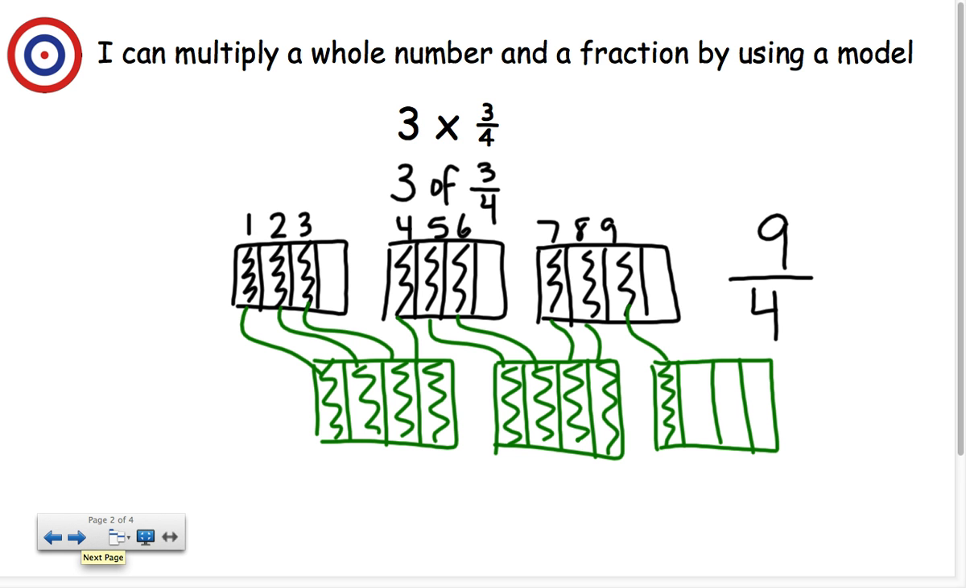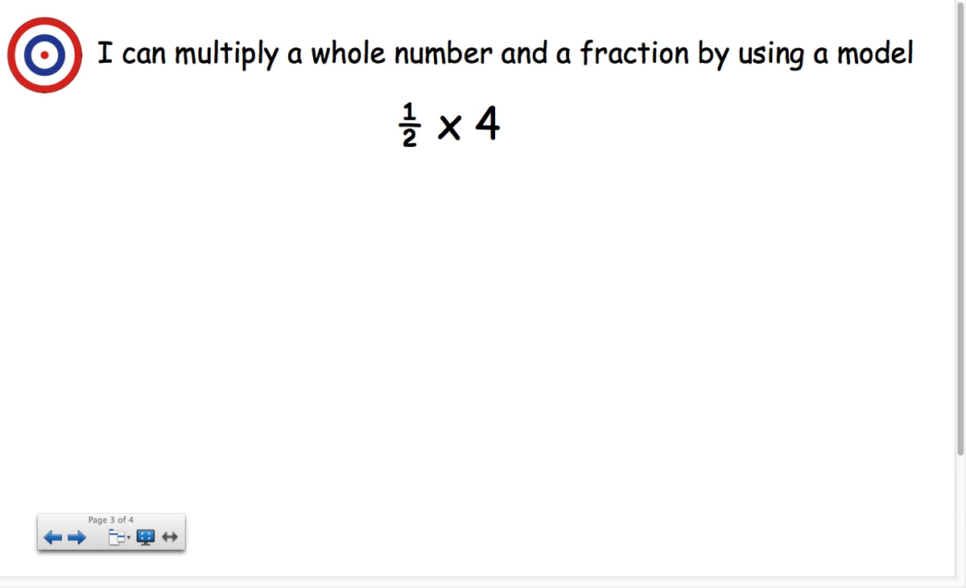Now, 9/4 is an improper fraction, but when I make 9/4 here in green, you can see that I actually have two wholes and 1/4 of another whole amount. So 9/4 is equivalent, or the same as 2 and 1/4, which makes three groups of 3/4, 2 and 1/4. All right, we're going to try one more.